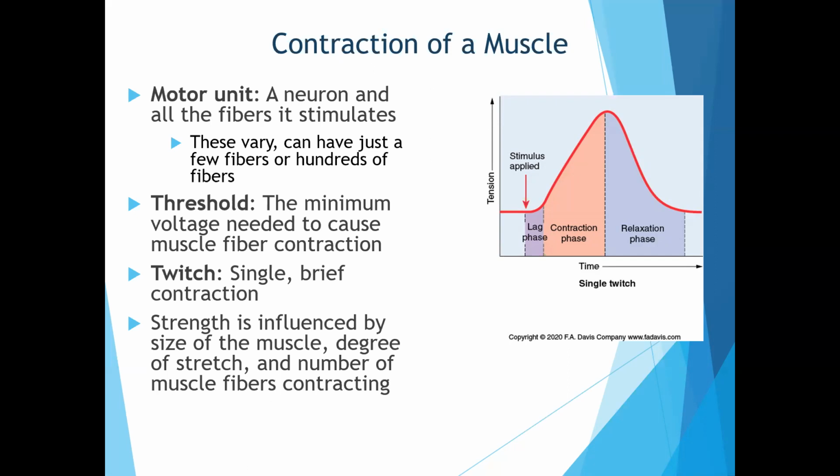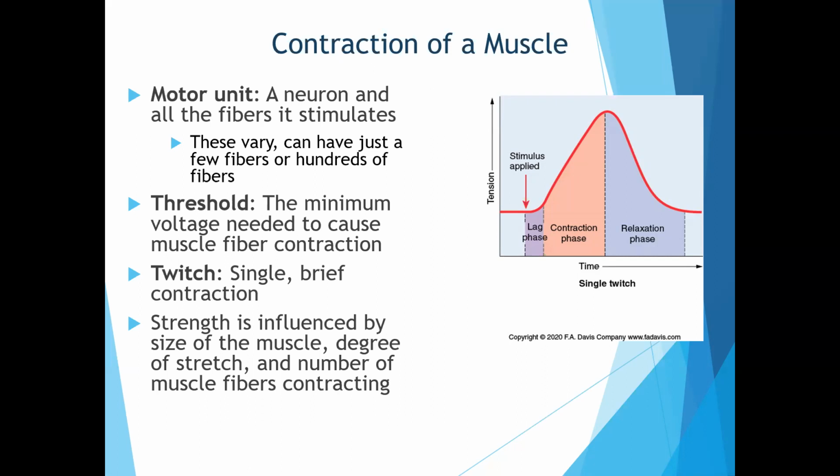So you can think of our nerve working basically like an electrical system and signal. And so our neurons have a threshold, that's the minimum voltage needed to cause muscle fiber contraction. Let's just use, for example, say we need 50 volts of a signal for our nerve to fire. So that means if we get a signal that's only 20, 30, 40 volts down the nerve, it's not going to actually cause a contraction. A twitch is a single brief contraction, so just one quick contraction.